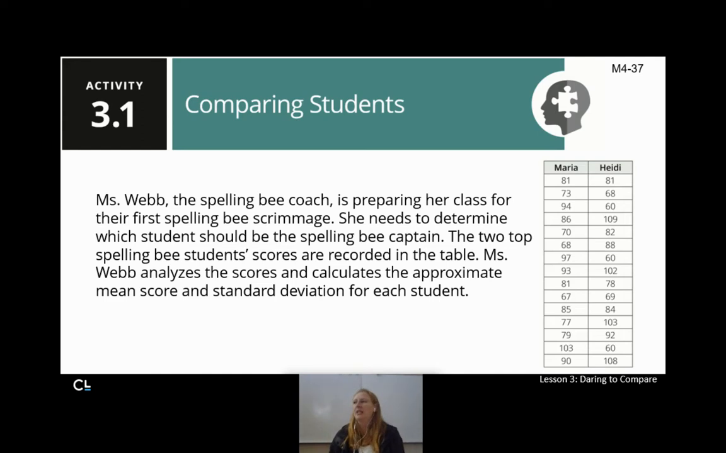So we're starting off here with activity 3.1. On activity 3.1, Miss Webb, the spelling bee coach, is preparing her class for their first spelling bee scrimmage, and she needs to determine which student should be the spelling bee captain. The top two spelling bee students' scores are recorded in the table. So here's Maria, here's Heidi. Miss Webb analyzes the scores and calculates the approximate mean score and standard deviation for each student. So actually, we've already been given some pretty good information here.